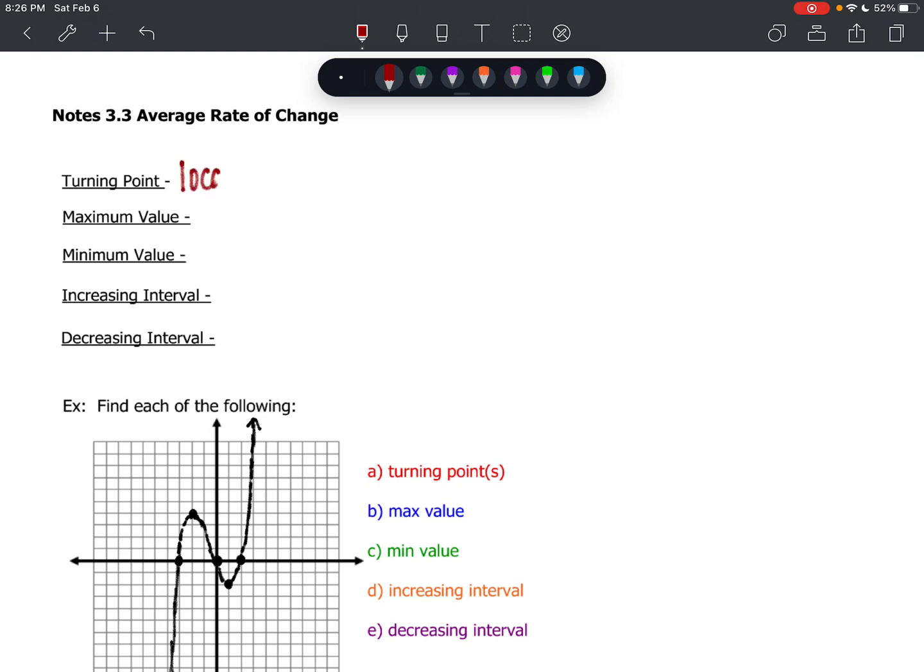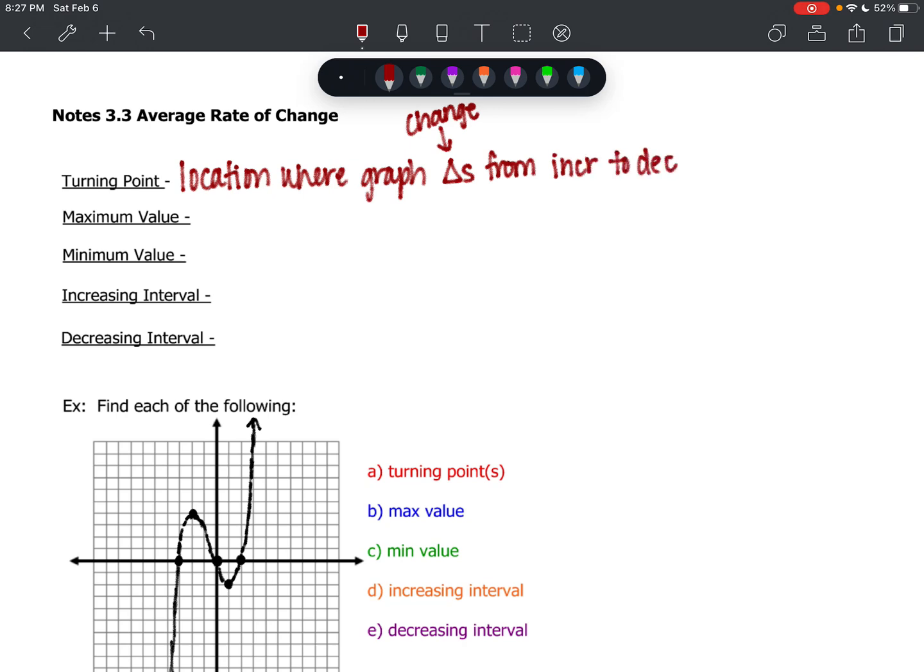So the location where the graph changes, okay, that means changes from increasing to decreasing and vice versa. It can go from decreasing to increasing.